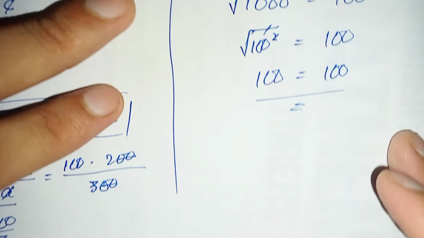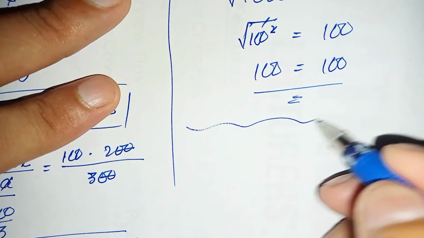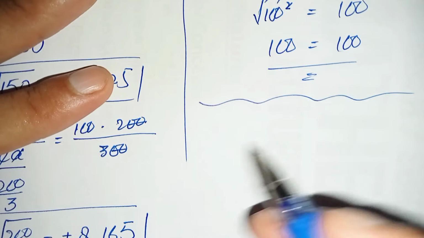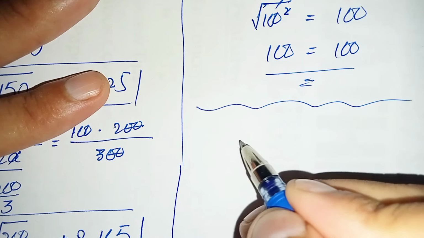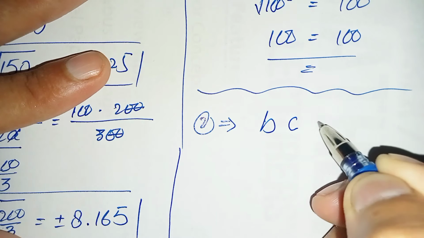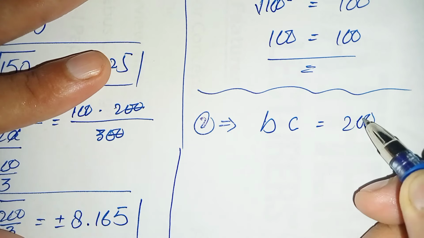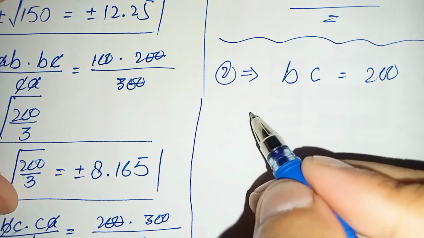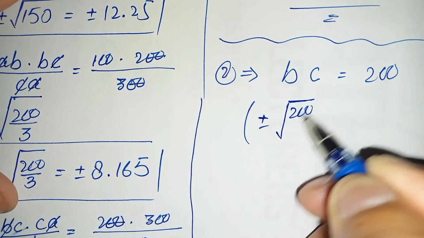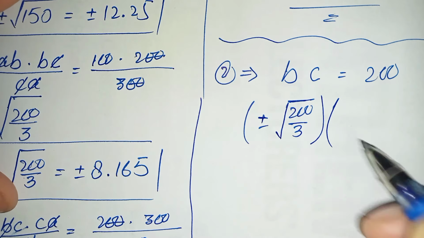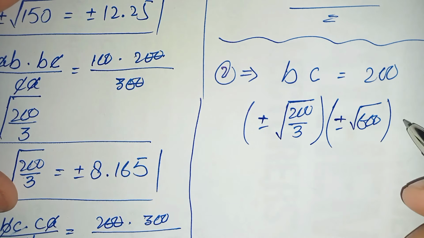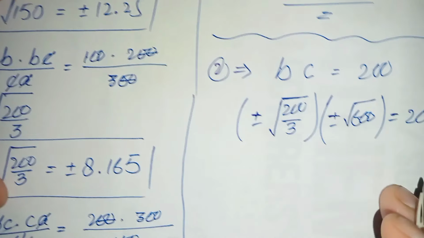Now, here we will try to verify the value of c. So, for that, we will use equation number 2, which is bc is equal to 200. And here we will substitute the square root values of b and c. Equation number 2 is bc is equal to 200. Now the value of b in terms of square root is plus minus square root of 200 divided by 3, and the value of c in terms of square root is square root of 600.